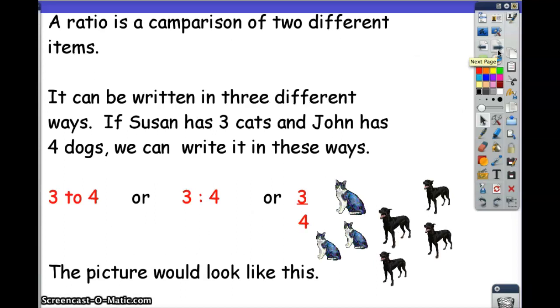A ratio is a comparison of two different items. It can be written in three different ways. If Susan has 3 cats and John has 4 dogs, we can write it as 3 to 4, or 3:4, which is also read 3 to 4, or also 3 over 4, which is read 3 to 4. So there are 3 different ways you can write a ratio.